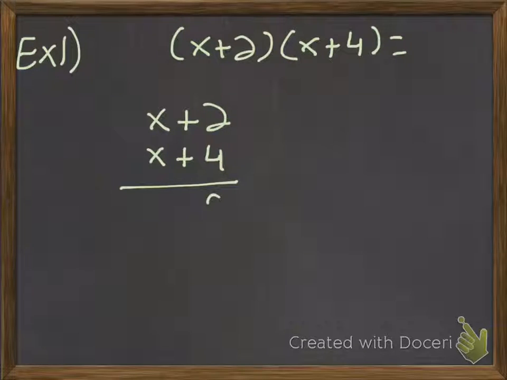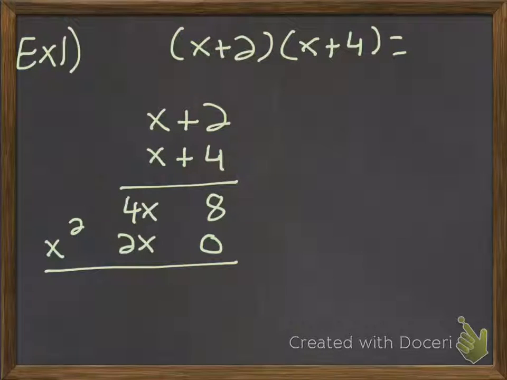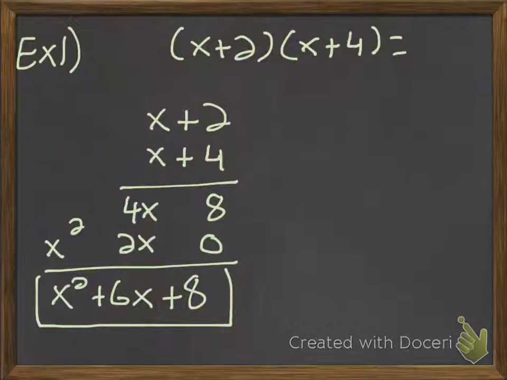2 times 4 is 8. X times 4 is 4x. Put the 0 for place value. 2 times x is 2x. X times x is x squared. And then we add up our result: x squared plus 6x plus 8. Now, you could use the distributive property, but just make sure you get the same answer. Okay? But I'm going to stick to this method.